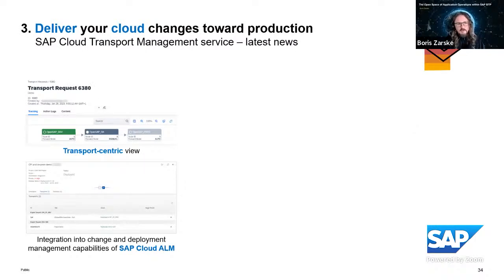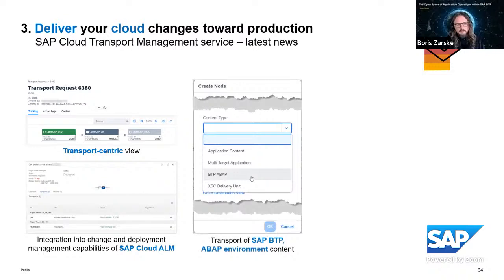First of all, we came up with a transport-centric view. I'm pretty sure Harald will show next week where you see for a transport, for example, here we see it, we have successfully imported the change into the dev node. It's pending in the QA node, and it did not reach the production node yet, so that you can really follow the flow more easily. The integration into Cloud ALM will be shown as well next week for sure.